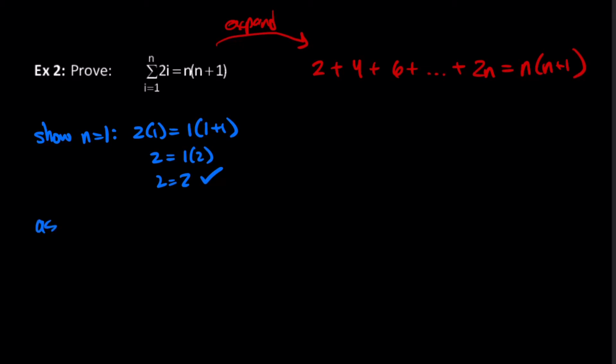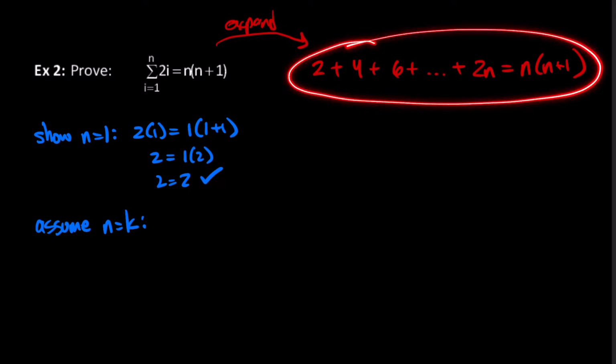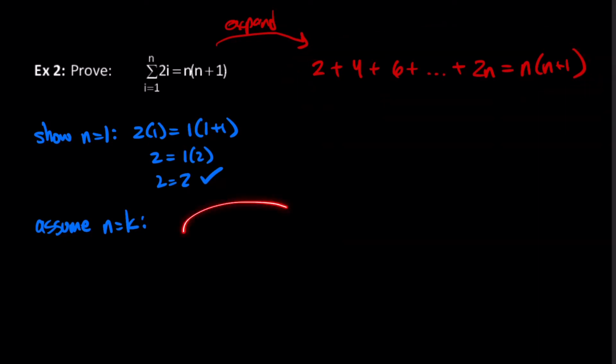Next, assume n equals k. That's where you use your expanded notation. And generally, when we get down to here, I don't bother writing that third number out, but make sure you include the first two and the last. You can use a k instead of an n. So this is 2 plus 4 plus dot dot dot plus 2k equals k times k plus 1.